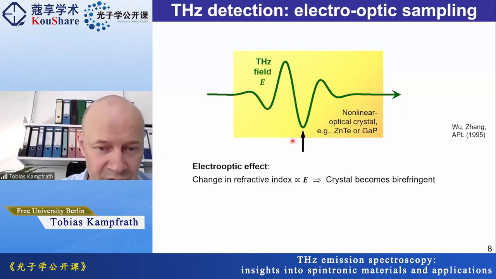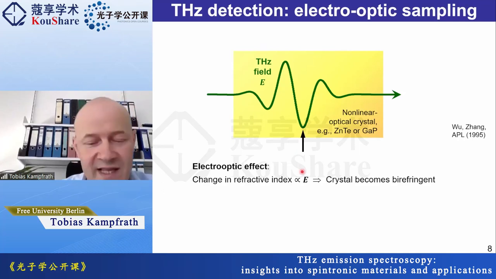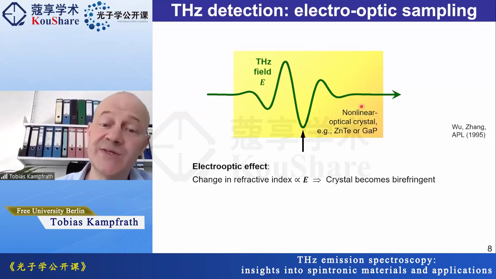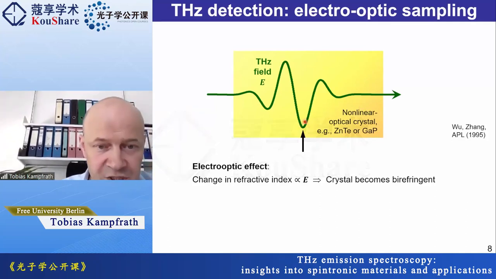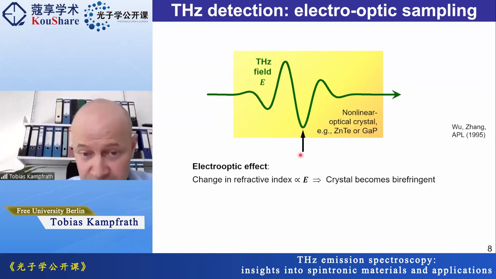And let's, for example, consider this instant of space and time. At this instant of space and time, the electric field of the terahertz pulse is negative. It points toward the bottom of the slide. And because the crystal here in which this happens is electro-optic, the refractive index of the material will be changed at this position a little bit along this direction, but not perpendicular to the plane of my screen.